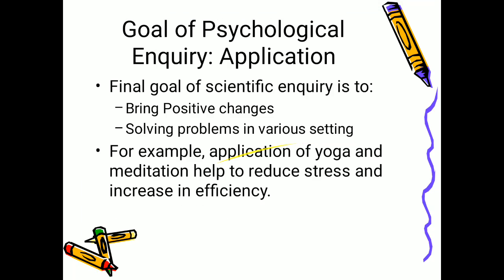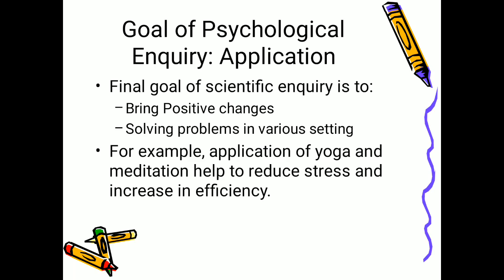After control is application. It is very, very important. Application means applying it in a practical way. It is the final goal of the scientific inquiry, and it is to bring positive changes, solving problems in various settings. Why do I need to describe a behavior? Why do I need to predict a behavior? Why do I need to explain a behavior? Why do I need to control a behavior? So that I can bring positive changes, to solve the problems in various settings.